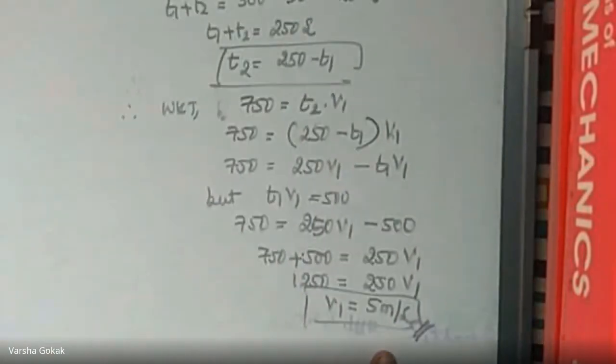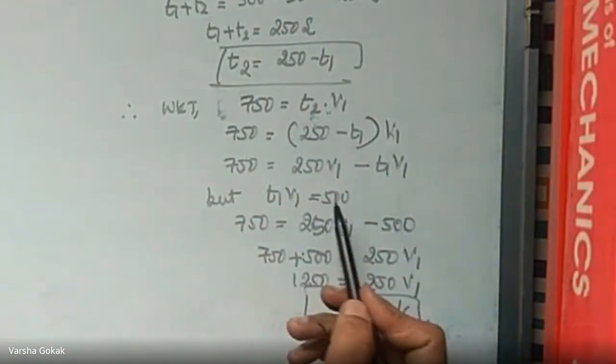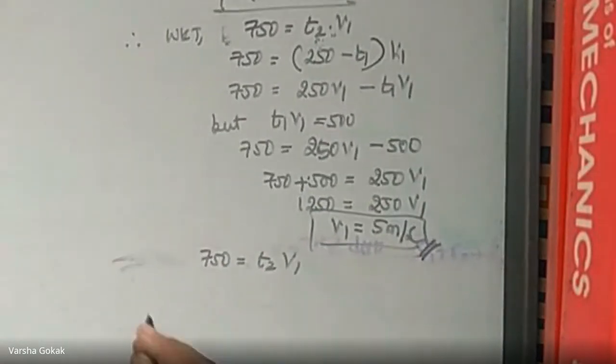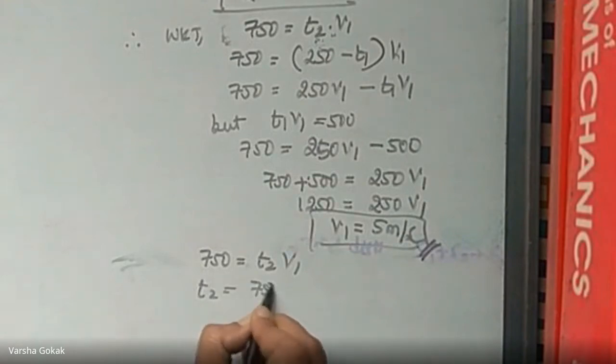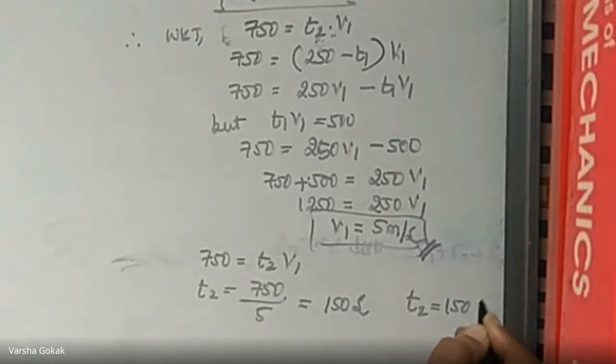Once I get the value of V1, if I substitute here, I'll get the value of T2. And if I substitute here, I'll get the value of T1. So let us do that. We know that 750 equals T2 into V1, right? So T2 is going to be 750 divided by 5, V1 is 5. How much is this? 150. So you get T2 as 150 seconds.